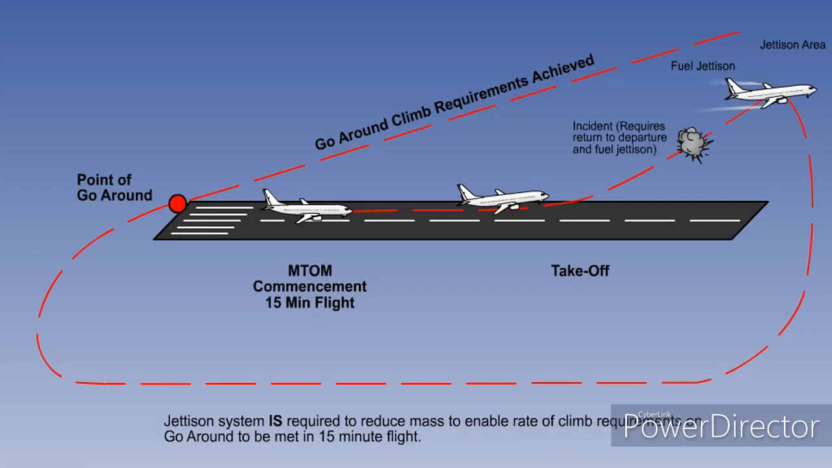Where a fuel jettison system is required, the system must be capable of jettisoning enough fuel in 15 minutes, starting at maximum takeoff mass, to reduce the aeroplane mass to the specified landing mass at which the rate of climb requirements are met. This will enable an aeroplane to make an approach for landing, and, if necessary, to carry out a go-around and satisfy the required rate of climb requirements.